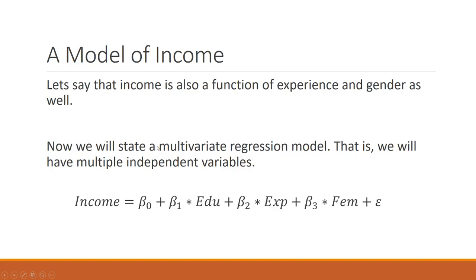Okay, now let's state a multivariate regression model. Okay, and we're going to say that income is a function not only of education, but it's also going to be a function of experience, and it's going to be a function of gender. So now we're going to use a multivariate regression model that has multiple independent variables. So the same dependent variable, income, but now it's a function, yes, of education, but also experience, and a dummy variable that is one if the individual is female. So now it's a function also of gender. All right. So then here is a multivariate regression model. It is a linear model. We're adding terms, okay? It's a linear model, linear in the parameters, okay? And it is a function of multiple different independent variables.